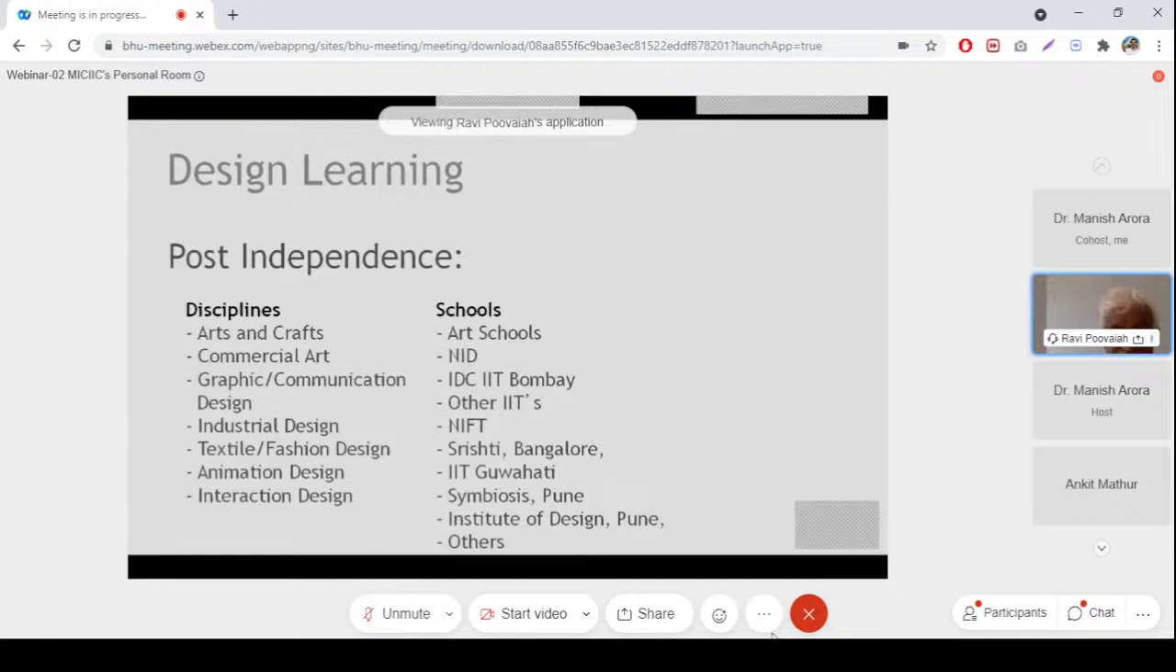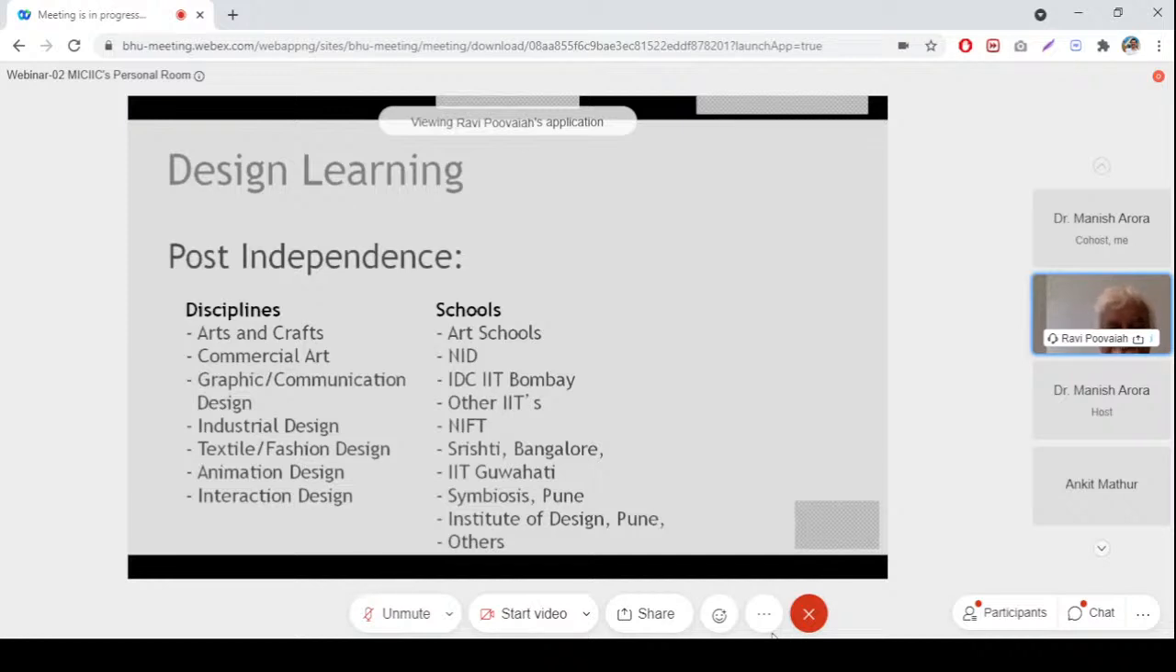NID was the first post-independence design school, followed by IDC. The IDC model was adopted by many other IITs, so you'll see the postgraduate program at the other IITs. NIFT came in, as I said, in the 80s. And then the independent private schools started coming in. Srishti came up in Bangalore. IIT Guwahati also had a full-fledged design school. Symbiosis is the next private design school to come, with the Institute of Design in Pune.